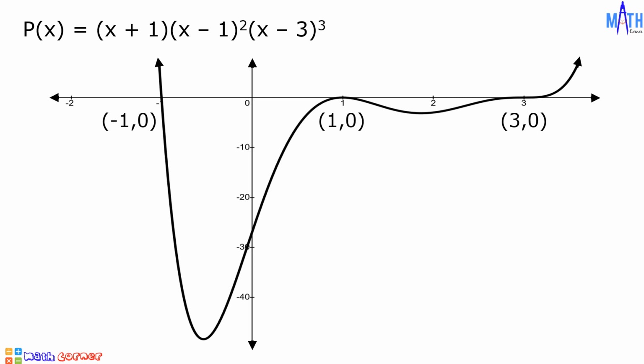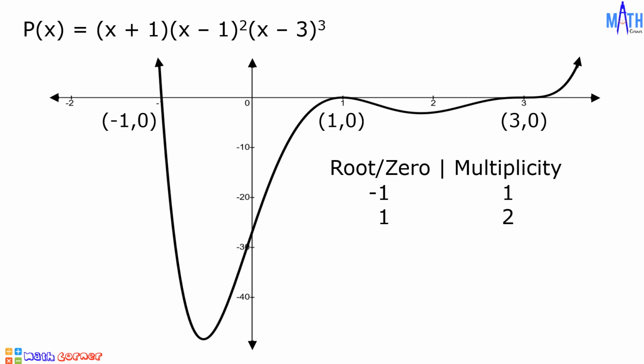Let us recall the root or 0 and the multiplicity. Negative 1 is a root or 0 with multiplicity of 1 or odd multiplicity. 1 is a root or 0 with multiplicity of 2 or even multiplicity. 3 is a root or 0 with multiplicity of 3 or odd multiplicity.